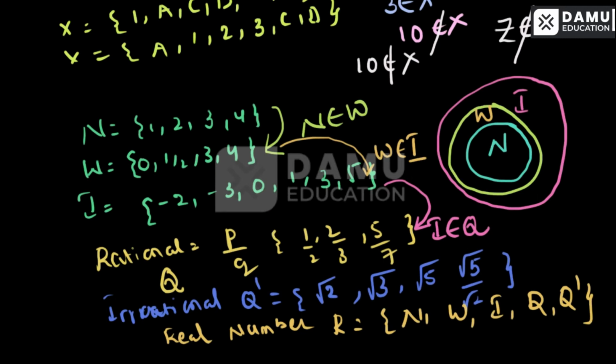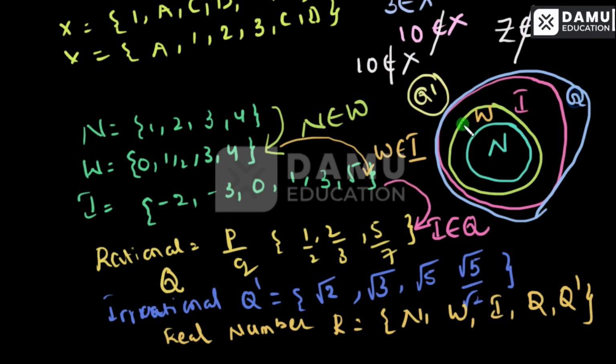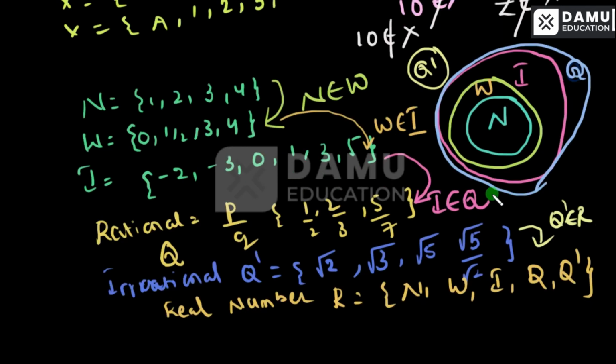Then you can write Q here. All the elements which are there in integers will be there in rational numbers. Irrational numbers are nothing but those which will not be there in the others; they form a separate set. So write a separate set like this, Q dash, which is not related to all these sets. Then you can say that Q dash belongs to real numbers. So all these sets belong to real numbers.